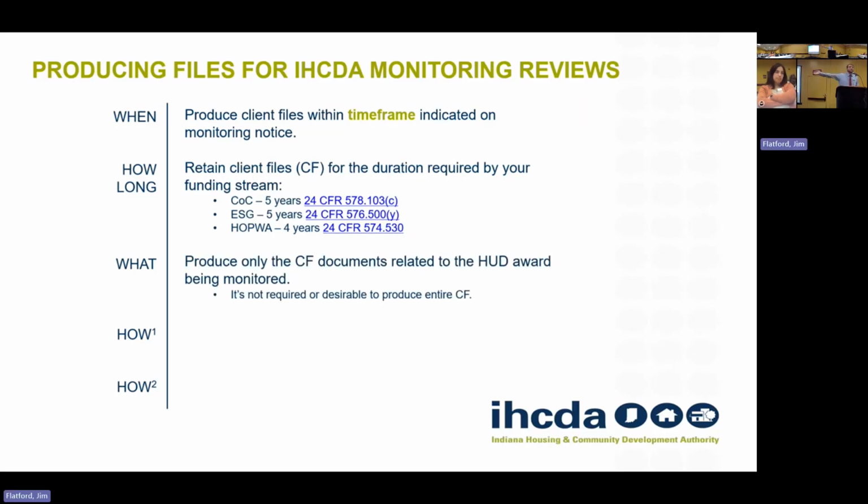We see this sometimes, especially with PSH clients. The client has been in your project for 15 years and you get monitored and you give us 15 years worth of files. We don't want that, and neither do you. You want to be a minimalist. Give us only what we need. So ESG is a great example of this. Their program year for rapid rehousing, all program years, is July 1st through June 30th. Well, we're monitoring the award that happened last year.